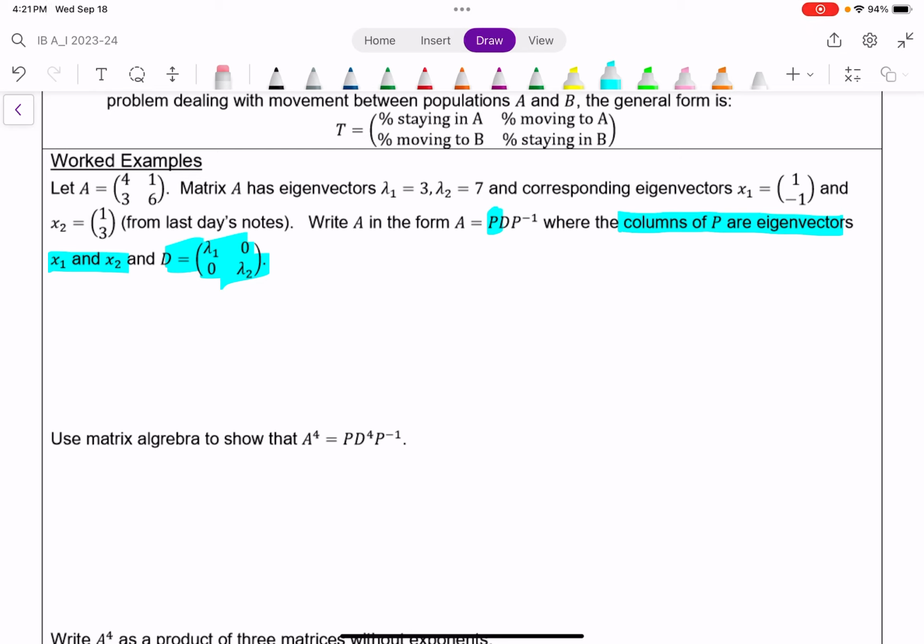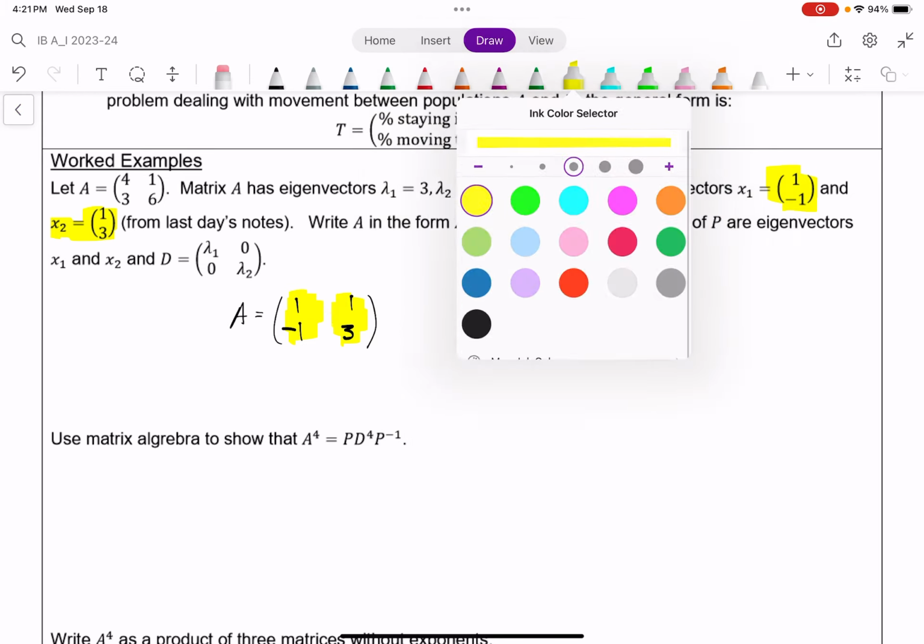So the order we write these matters. And we have a choice, but once we decide on what we're going to do, we've lost that choice. And so for A, first, for matrix P, I have to have my two vectors. And I'm going to go in order 1, -1, followed by 1, 3. So 1, -1, 1, 3. Keep in mind from last lesson that there's an infinite number of eigenvectors for each eigenvalue, and so I don't have to use these, but these are the ones I'm using. All right, so that is my matrix P.